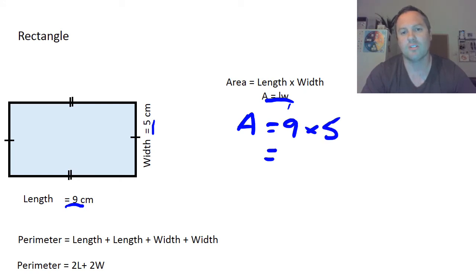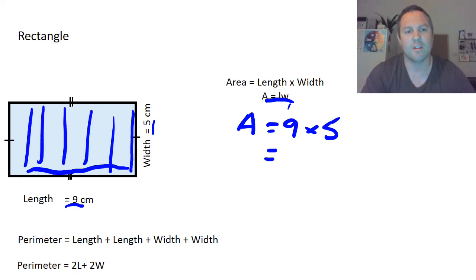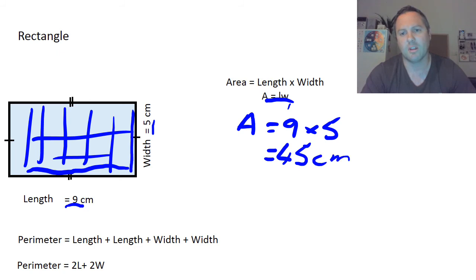Now that just simply means going down here we've got it broken into 5 centimeters, and across here breaking it into 9, and that gives you 45 squares set into that area, just like that. That gives you 45 centimeters squared.